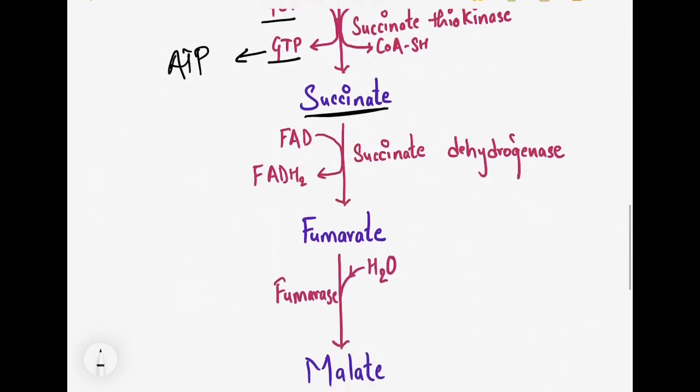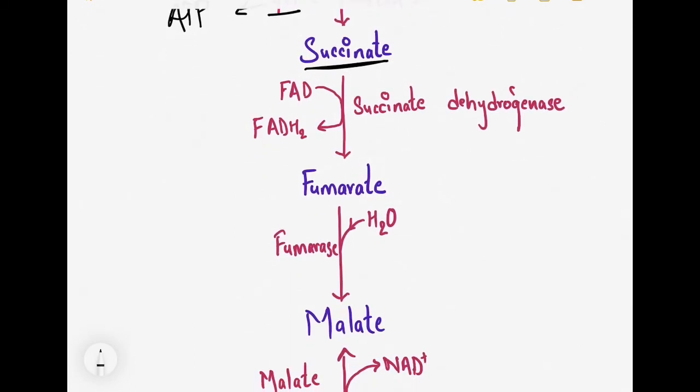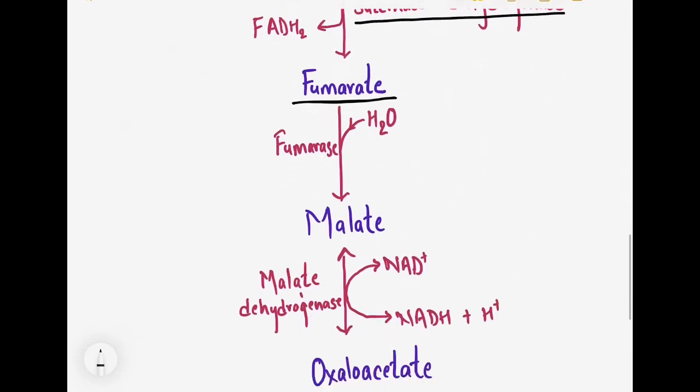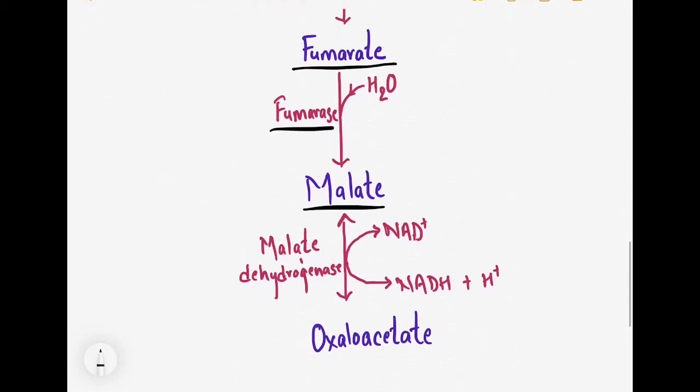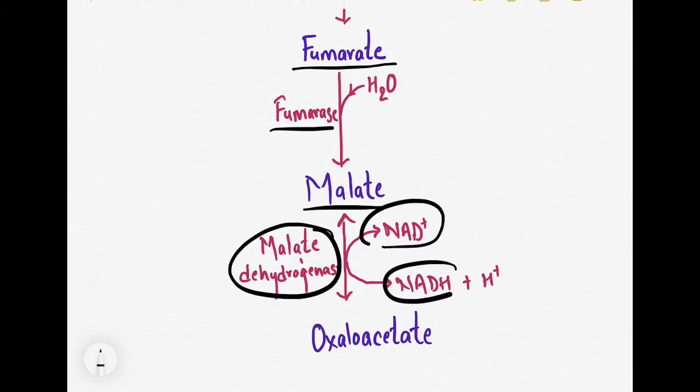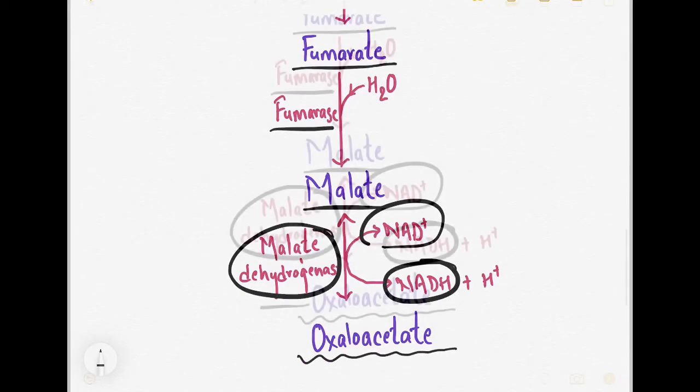Succinate is oxidized to fumarate by the enzyme succinate dehydrogenase. The reaction is a dehydrogenation reaction, and FAD is the hydrogen acceptor group. Fumarate is then converted to malate in the presence of enzyme fumarase along with H2O. Finally, malate is converted into oxaloacetate in the presence of enzyme malate dehydrogenase. Here NAD is reduced to NADH, with the final product of the cycle being oxaloacetate.